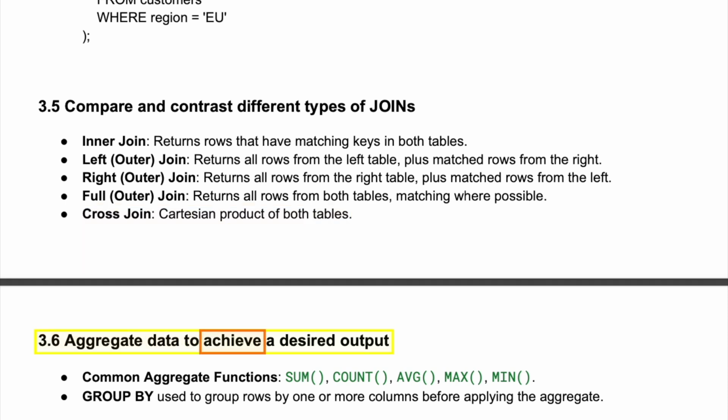3.6 Aggregate data to achieve a desired output. Common aggregate functions: sum, count, avg, max, min. Group by is used to group rows by one or more columns before applying the aggregate.